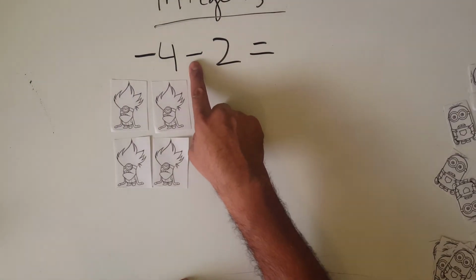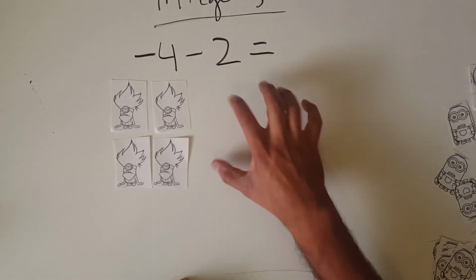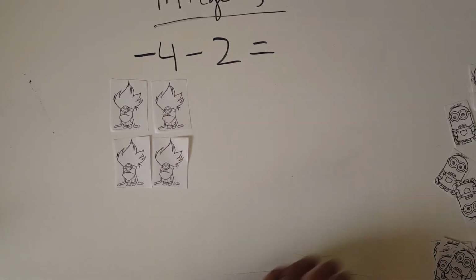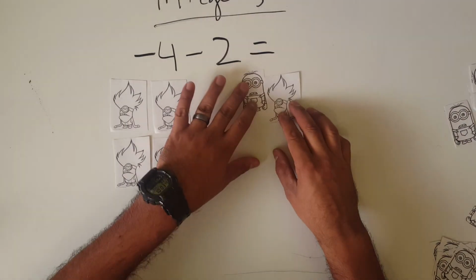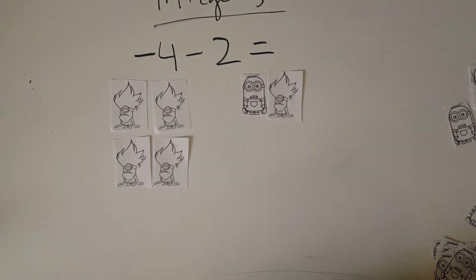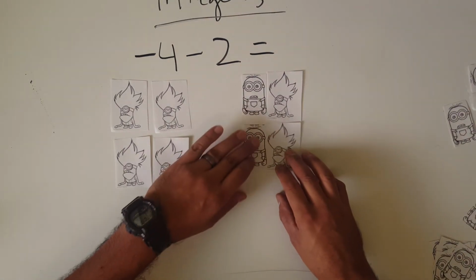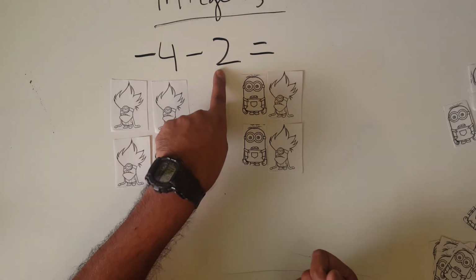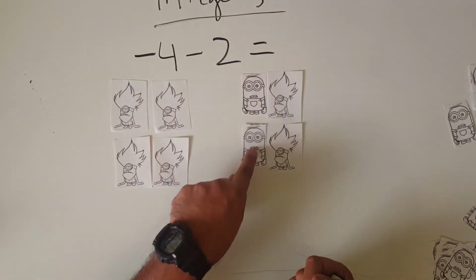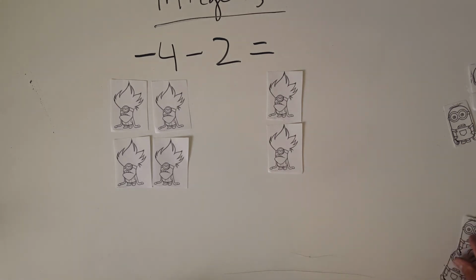And from them I need to take away 2 positives. Well, again, I don't have any. I can't take away anything. So I need to add some 0 pairs. Again, I can add as many as I want. That's a 0 pair. That's worth nothing because they're both dead. And I can add another one. Again, that's worth nothing because they're both dead. But now I can do what I want. I can take away 2 positives. Okay? So, sorry dudes, you're out of here.